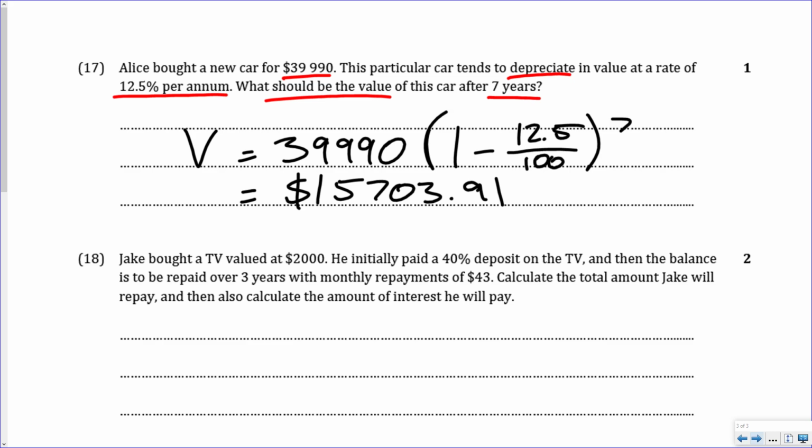Which sounds about right. I mean, if you've got a 7-year-old car, if you bought it for nearly $40,000, you might be able to sell it for about $15,000, probably a bit less, who knows. Depends who you sell it to. If you sell it to a car yard, they'd probably buy it for $10,000 because they need to make a profit themselves. Anyway, and this last question, question 18.